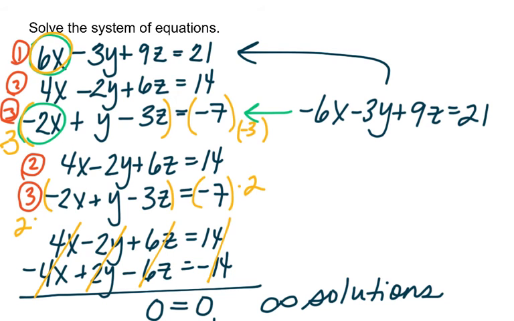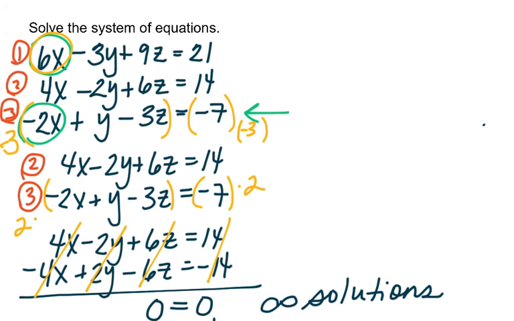Excuse me, catch my mistake there. That should have been a positive 6x. Now you see that, oh, the top equation is actually the same as the third. In other words, the top equation is just a multiple of the third equation. They're equivalent equations, just in different forms.